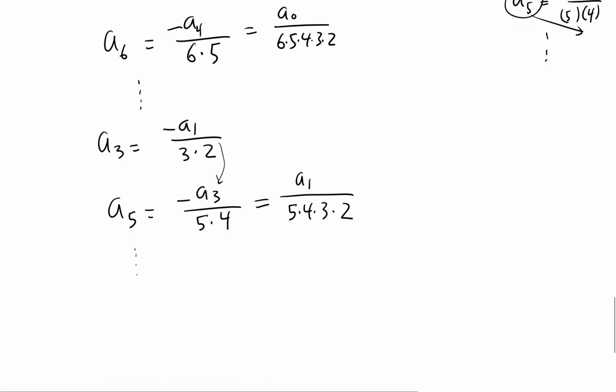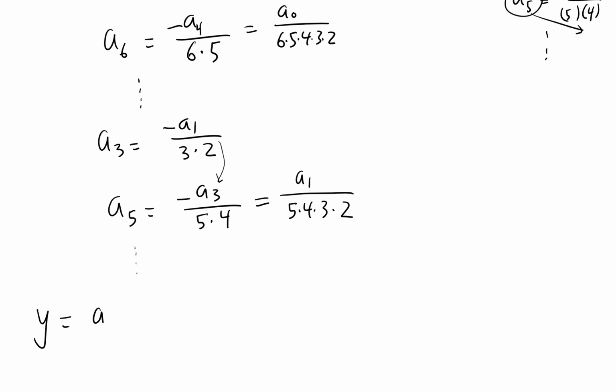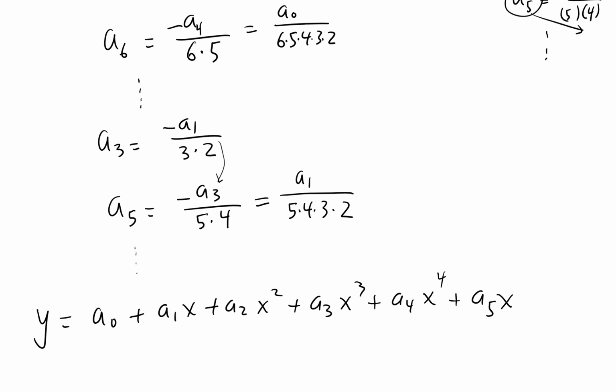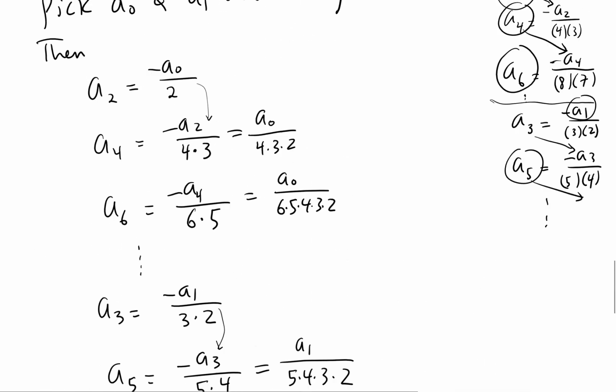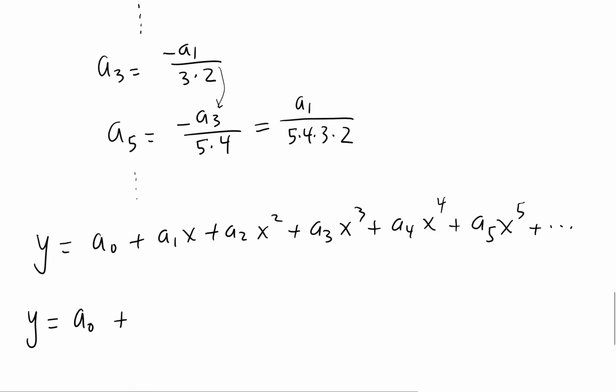We get y equals, remember, a0 plus a1x plus a2 x squared plus a3 x to the third plus a4 x to the fourth plus a5 x to the fifth plus and so on. So what is a0? a0 stays the same. a1, what is a1? We don't know. a1 is arbitrary. Just keep it like this.